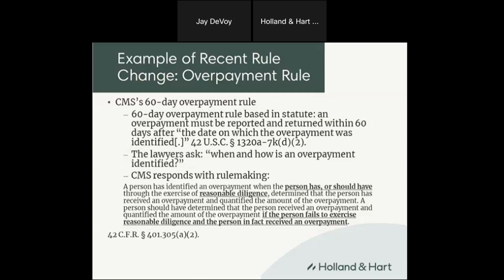Well, that means if you received an overpayment and you quantified it, and if you did not exercise reasonable diligence, then it was determined that you should have identified the overpayment and returned it. So it's kind of a confusing definition, because even if you didn't exercise diligence to look for this, you're still responsible if you received the overpayment, because you should have. So if you would have identified it had you used diligence, then you should have identified it. It's a recursive definition. It's complicated.